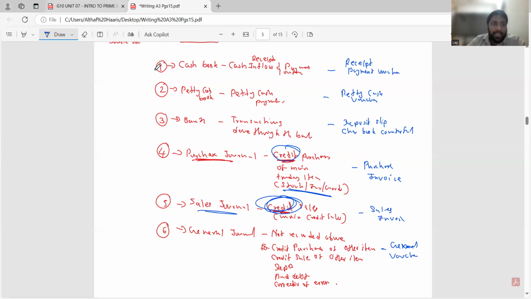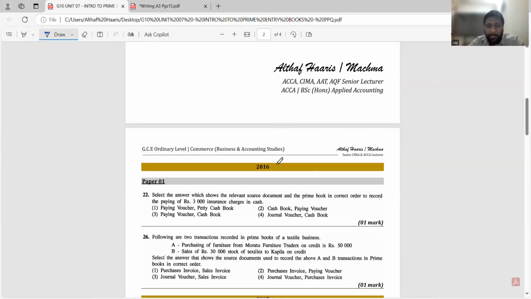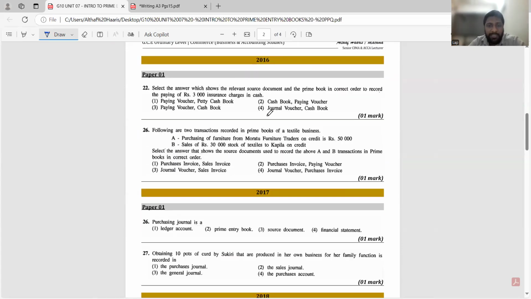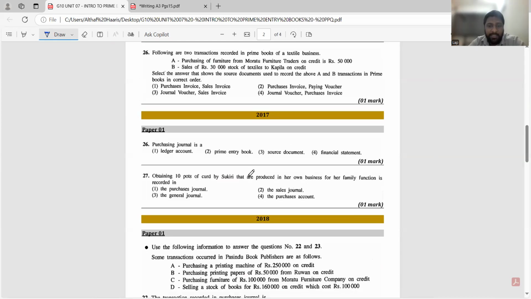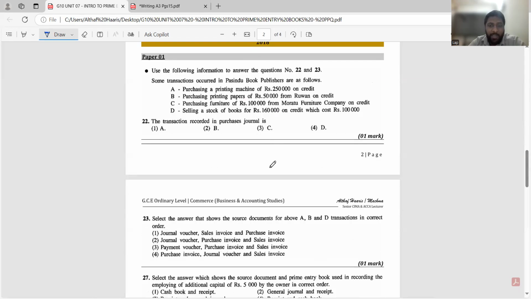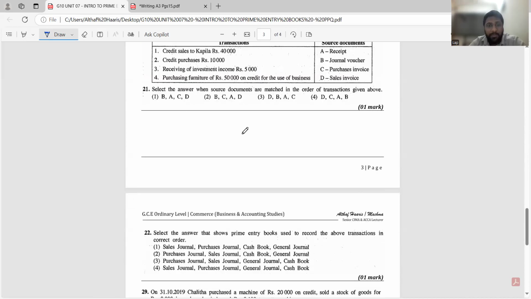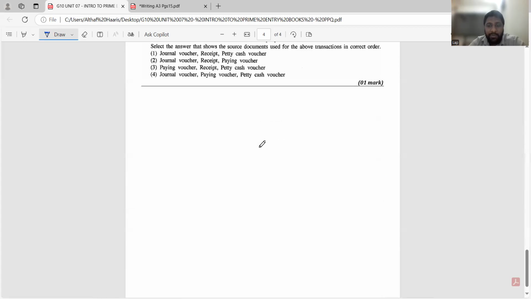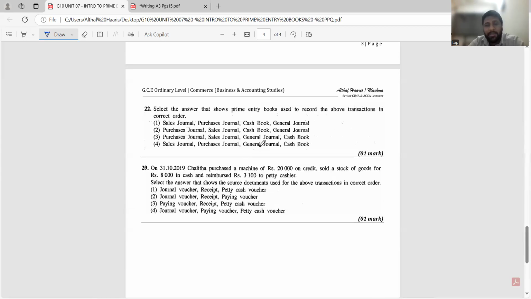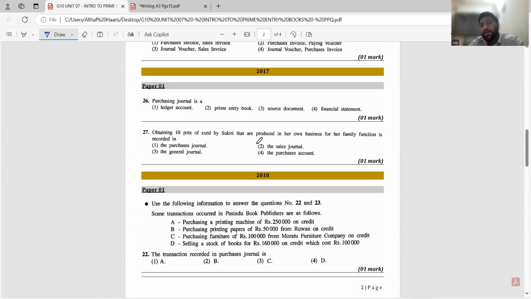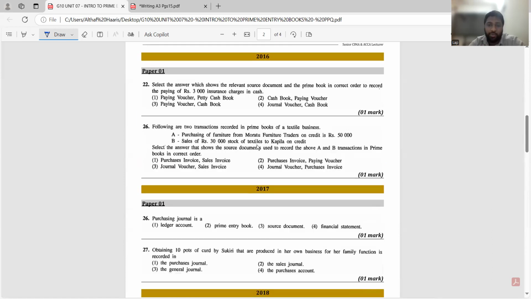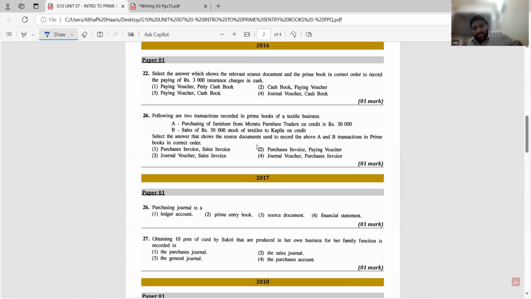Now let's get into the paper slummer. 2016, 2 questions, 2017, 2 questions, 2018, 3 questions, and 2019 also 3 questions. So approximately it got tested for like 3 marks in this particular chapter. Start doing, Lamai.